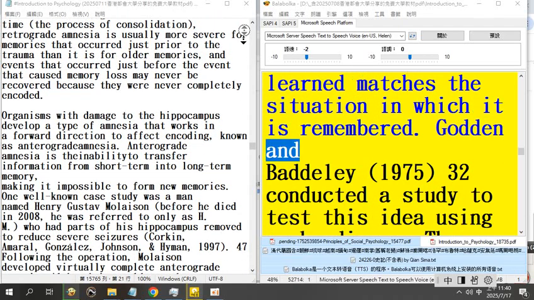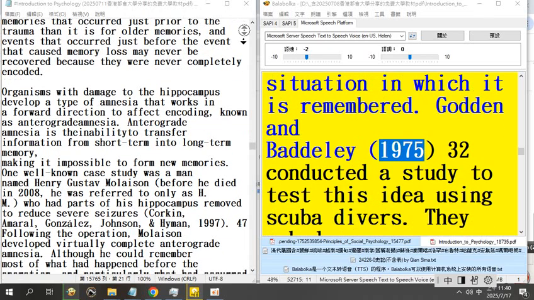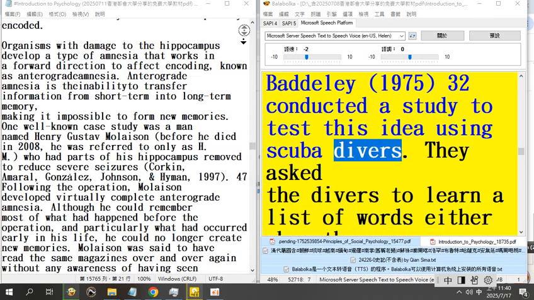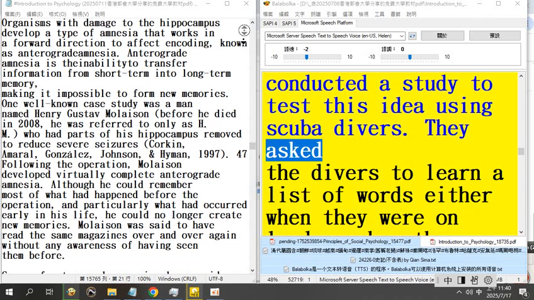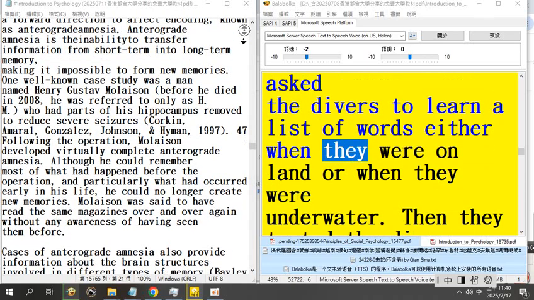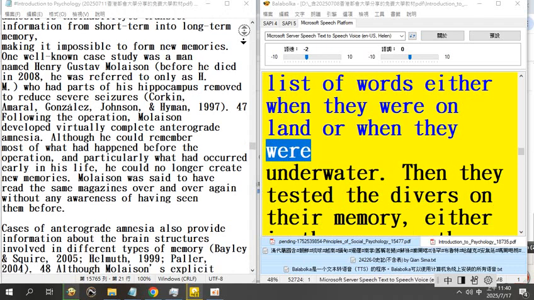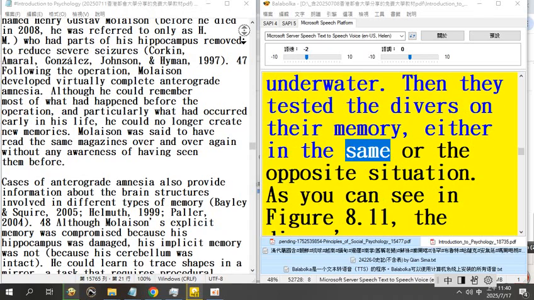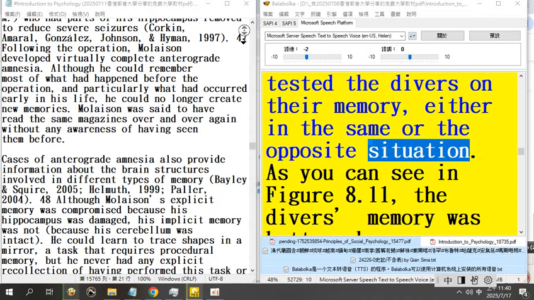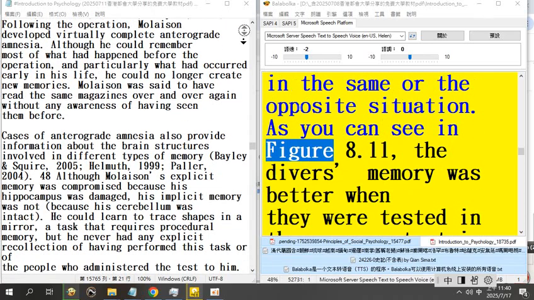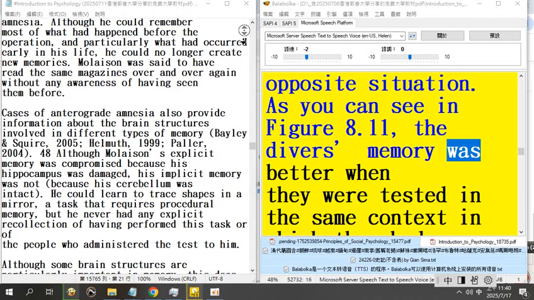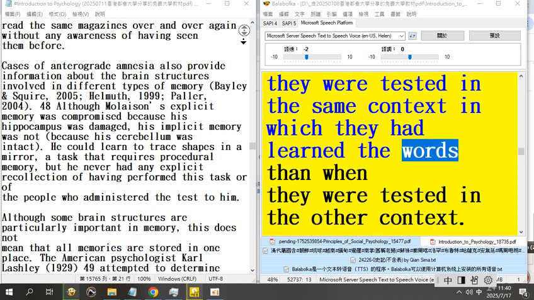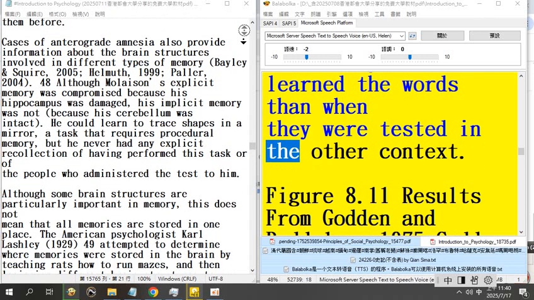Godden and Baddeley, 1975, conducted a study to test this idea using scuba divers. They asked the divers to learn a list of words either when they were on land or when they were underwater. Then they tested the divers on their memory, either in the same or the opposite situation. As you can see in figure 8.11, the divers' memory was better when they were tested in the same context in which they had learned the words than when they were tested in the other context.